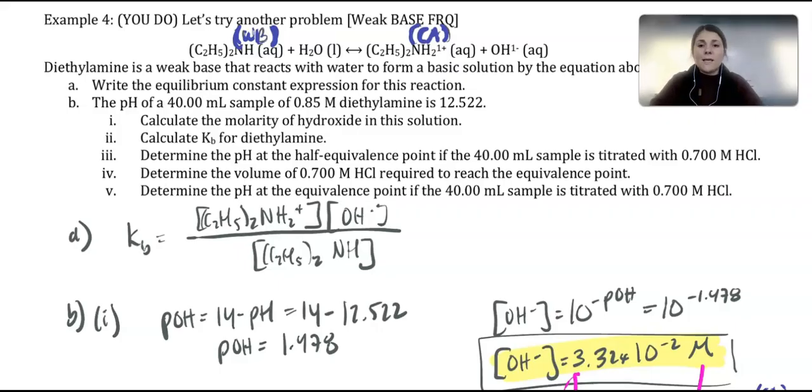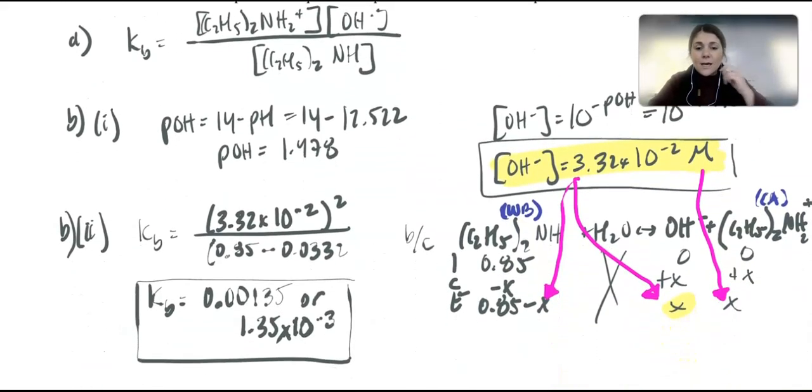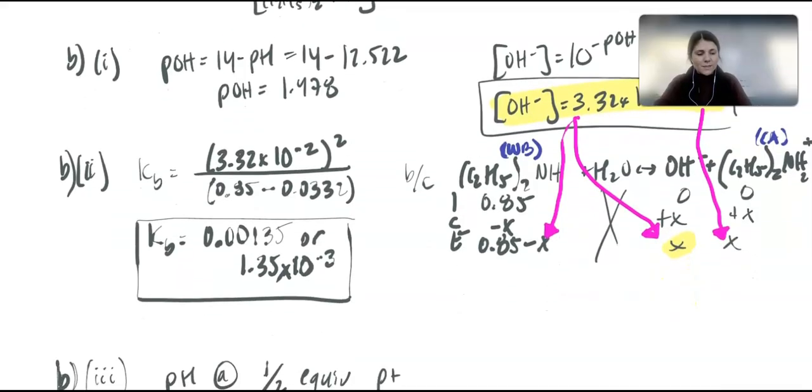Next part, it wants us to calculate Kb. So I wrote an ice table to help dissect this a little bit. Filling out an ice table, you can see that the X I get for hydroxide is actually the same value from B i. So that 3.32 times 10 to the negative 2 is going to be the X value. So I plugged in X, you can see my pink arrows, and then I plugged all of that E row into the Kb expression, which you can see off to the left. After calculating, I got Kb as 0.00135, or 1.35 times 10 to the negative 3.